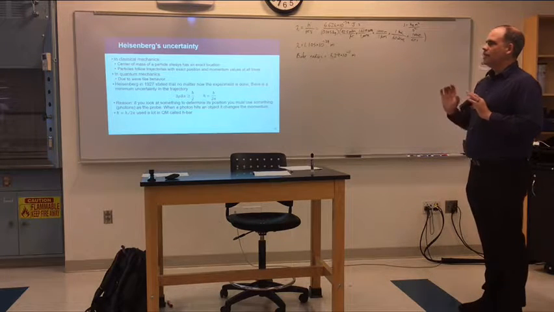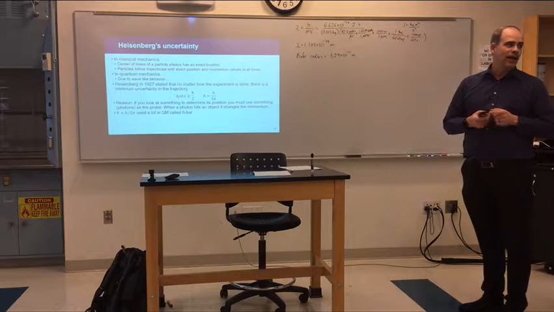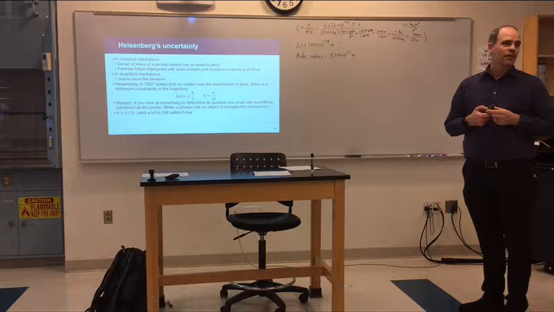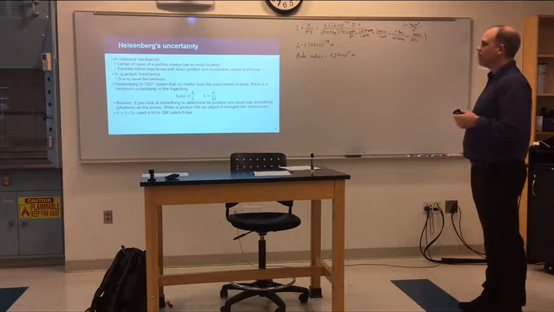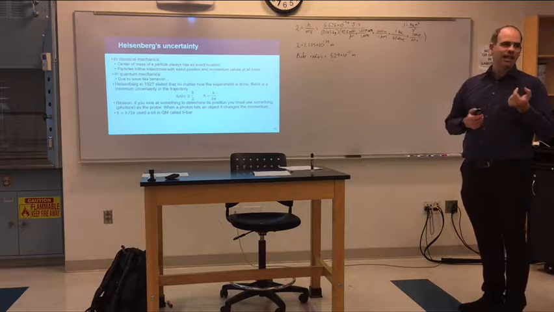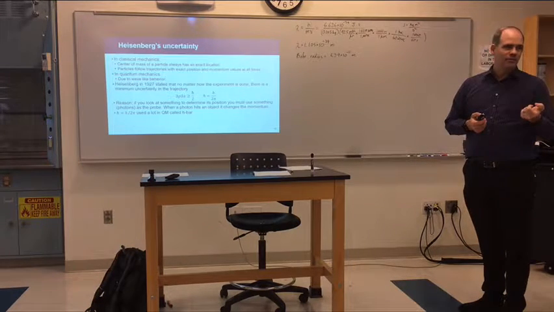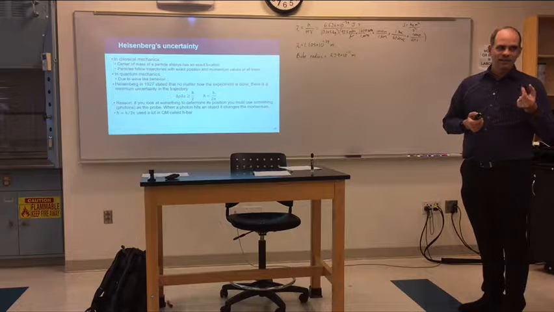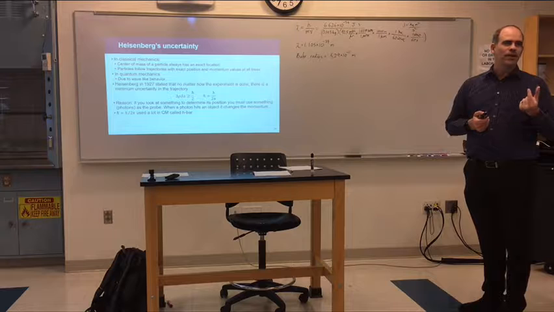So quantum is where stuff gets weird, right? And this is one of the weirdest things of quantum mechanics. In classical mechanics, the center of mass of a particle always has an exact location. If you can see it, you know where it's at. Quantum mechanics, no. If you can see it, you don't actually necessarily know where it's at.